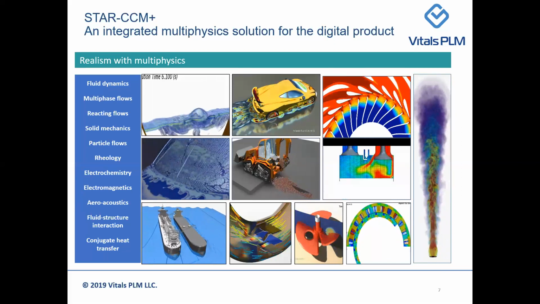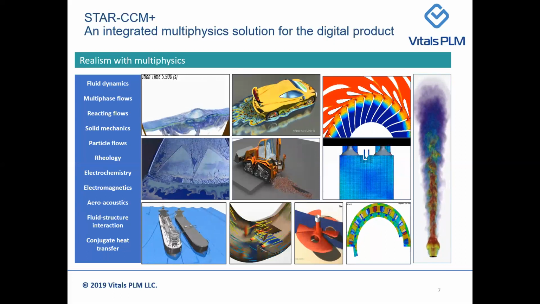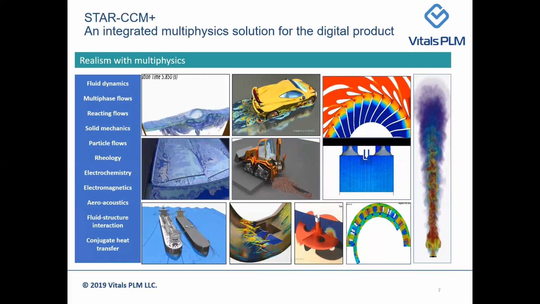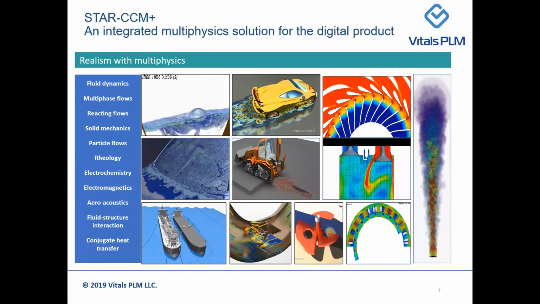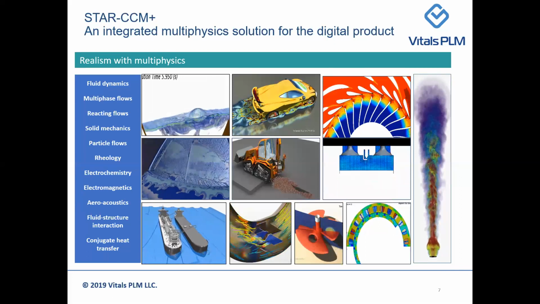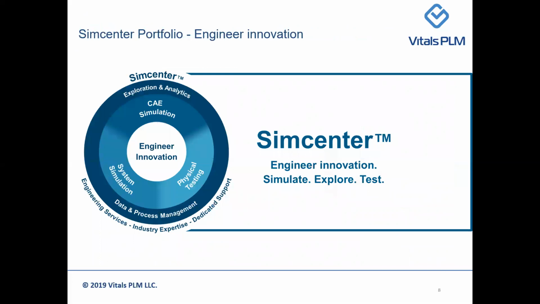As you can see, in addition to a comprehensive set of physics models, STAR-CCM+ also enables the simulation of rigid and complex body motions with techniques including mesh morphing or overset mesh and 6 degrees of freedom motion. I also want to mention that SimCenter STAR-CCM+ is part of a bigger portfolio called SimCenter that combines best-in-class CAE solutions, system simulation and testing solutions, as well as design exploration and analytics. All these solutions work together under one umbrella to help you engineer innovation into your products faster and with greater confidence.